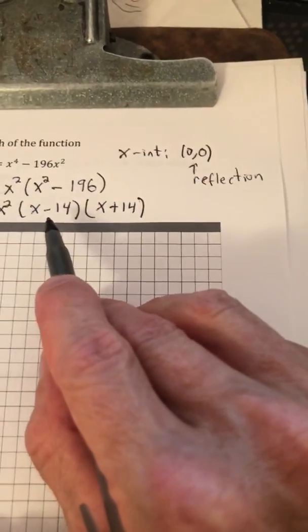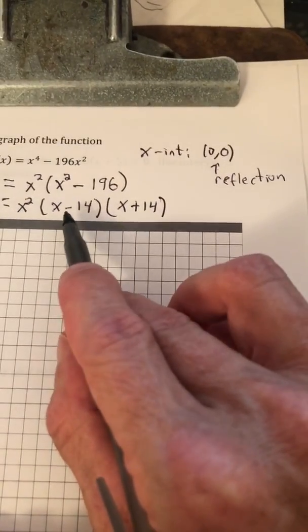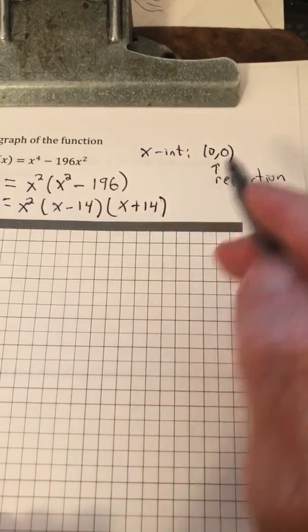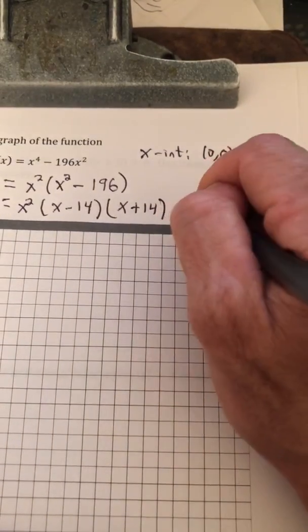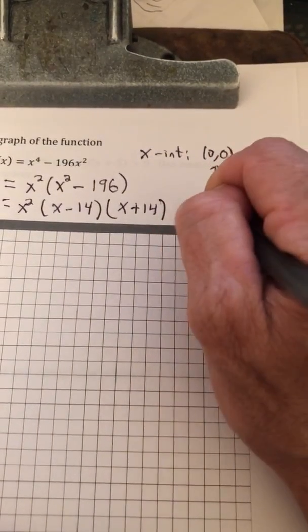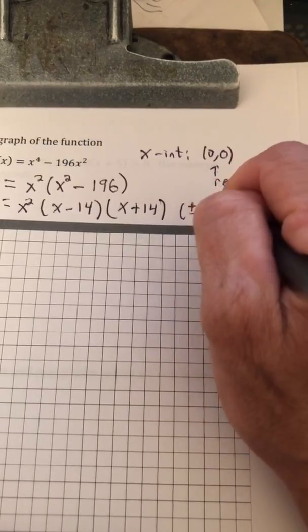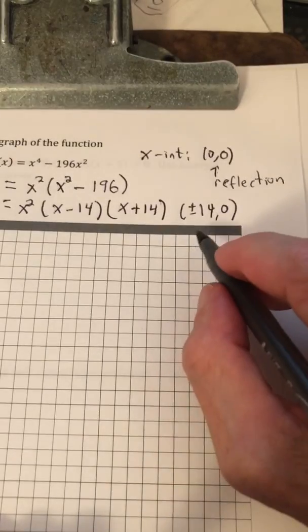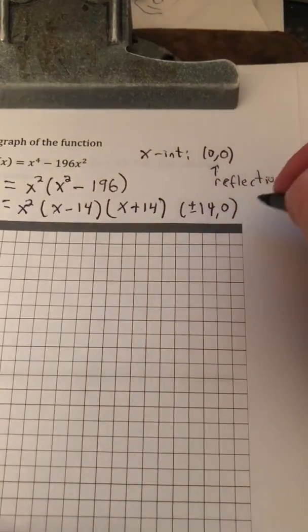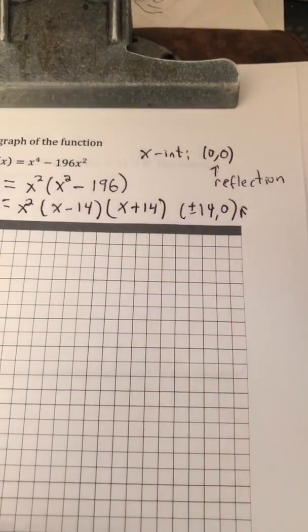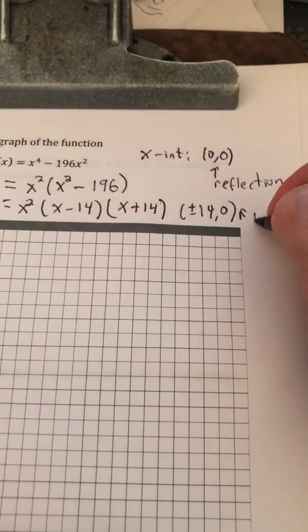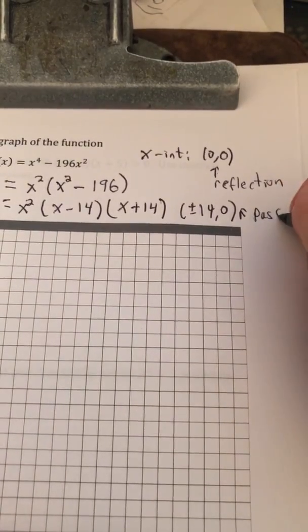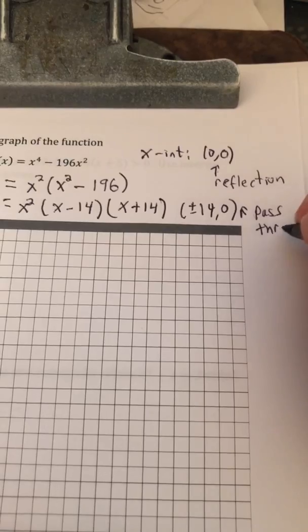And we have two more x-intercepts, 14 and negative 14. I'll write them together: plus or minus 14, 0. Now notice that what's going to happen at those x-intercepts is the graph is going to pass through.